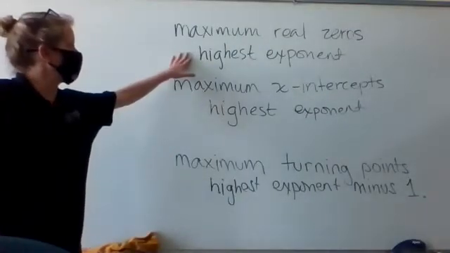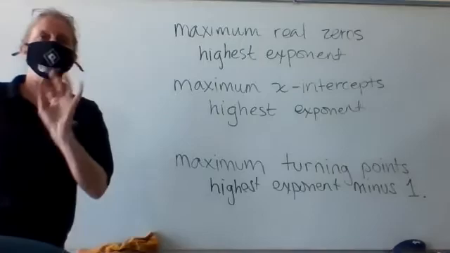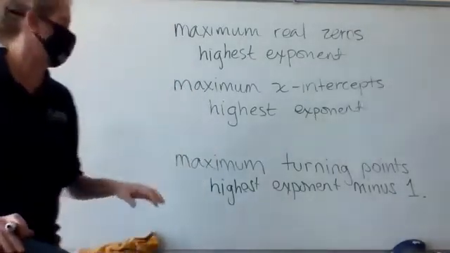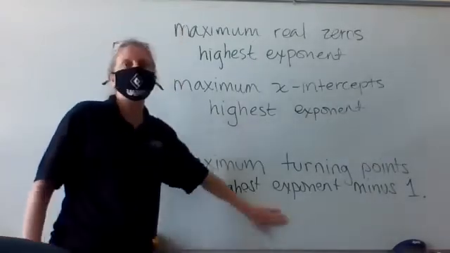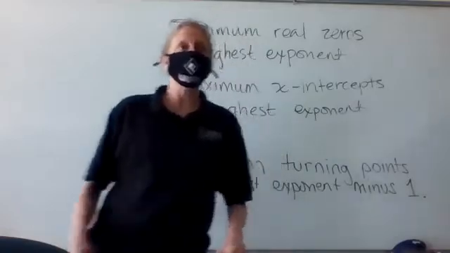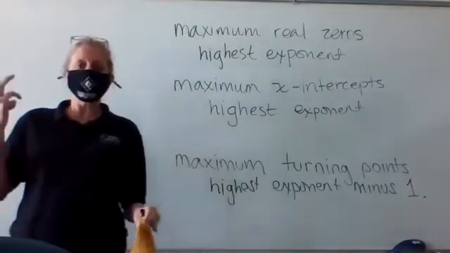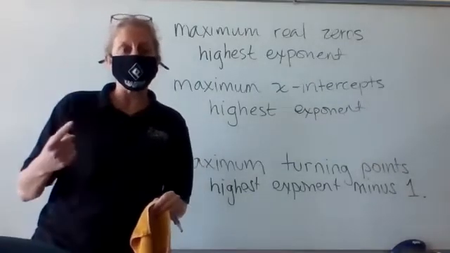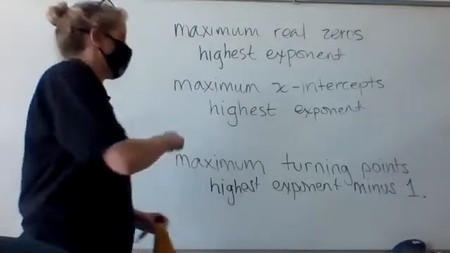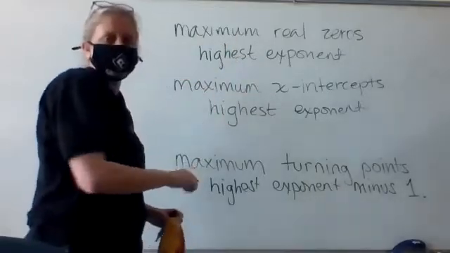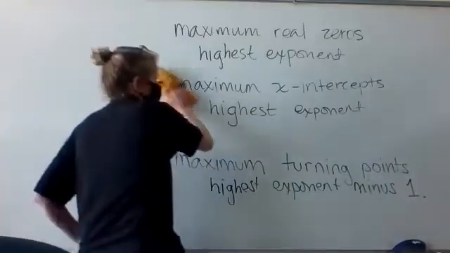So the maximum number of real zeros is going to be whatever the highest exponent is, or in other words, the degree of that polynomial. The degree of the polynomial is whatever its highest exponent is. Same thing for the x-intercepts, and the maximum number of turning points is going to be whatever that highest exponent is, but subtract 1 from it. So now we're going to look at two different graphs that we've become familiar with throughout the semester: the x squared graph, which is the U-shaped parabola, and the x cubed graph, which is that kind of squiggle shape. So let's relate these three things with those two graphs.